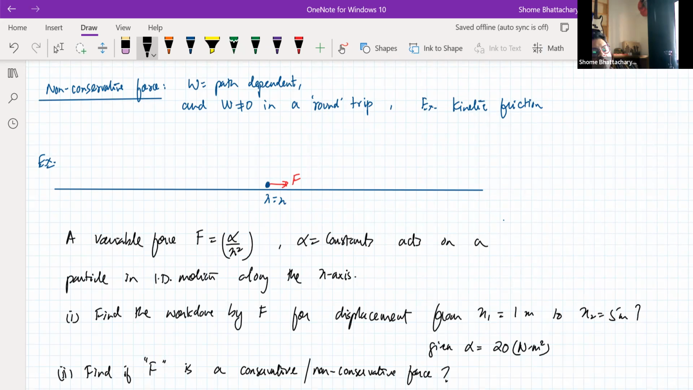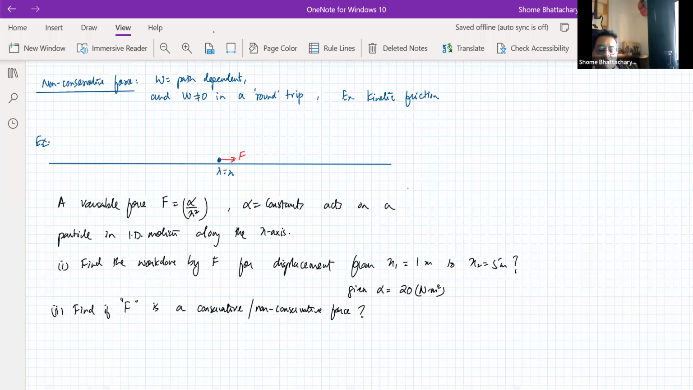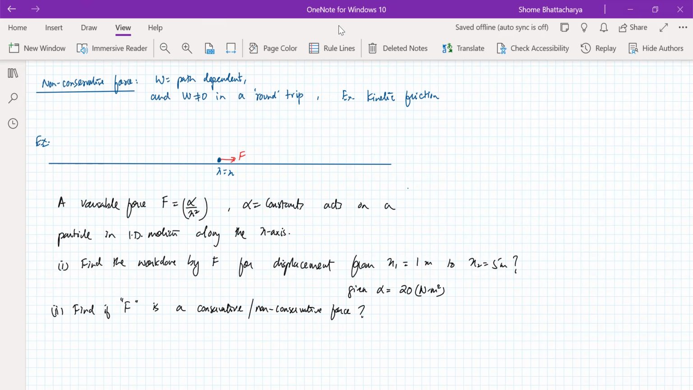So as I said, this question that you just raised, how do we find out if a given force is conservative or not? We have to basically apply the definition of work done for variable force as integration of F dot ds, and from the calculation of work done that we get by applying that definition, we have to see whether it satisfies the definition of conservative force, that the work done is path independent, or it satisfies the definition of non-conservative force, that the work done is path dependent. Or for conservative force, work done in a round trip should be 0, whereas for non-conservative force, the work done should not be 0.